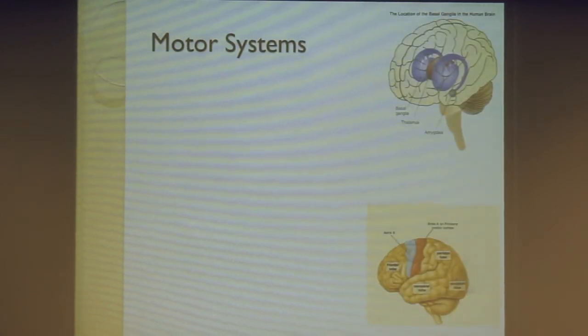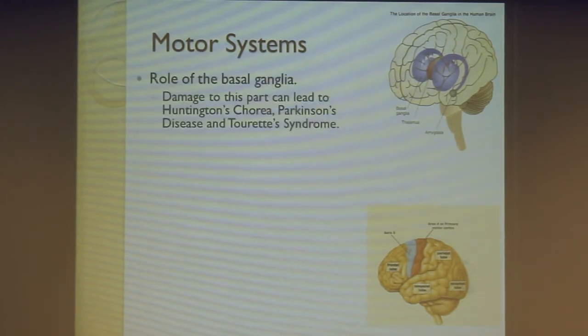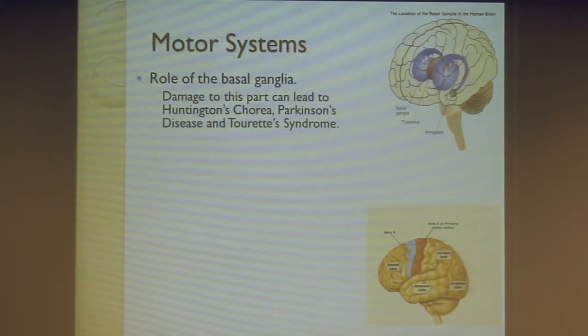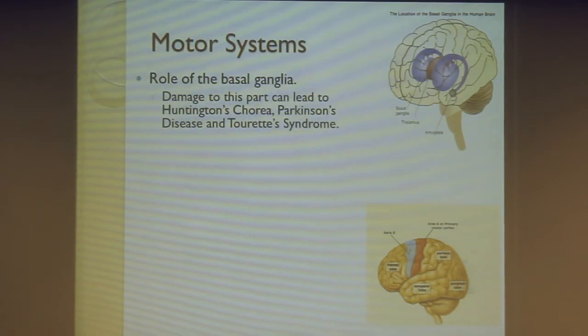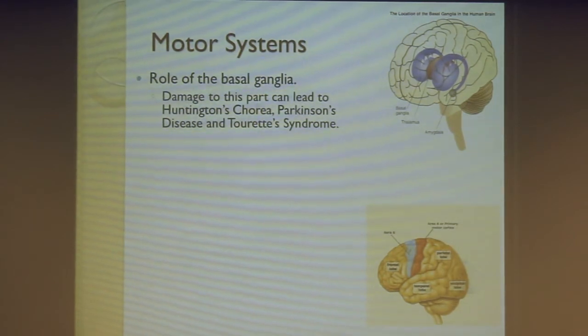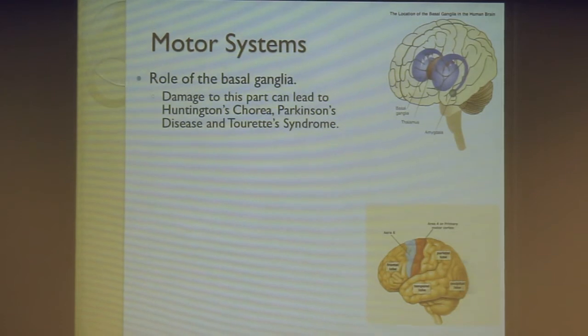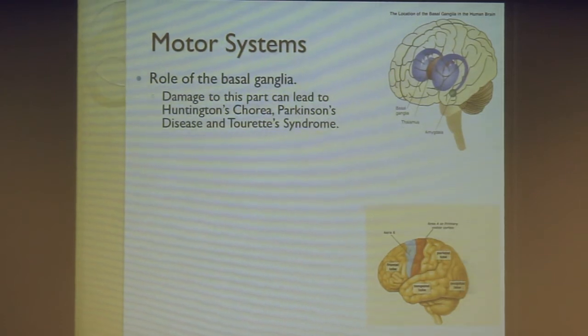Now we're moving on to the motor systems. And when you think motor system, you must always think basal ganglia. Damage to this part can lead to Huntington's chorea, Parkinson's disease, and Tourette syndrome, and you would already know a little bit about that.